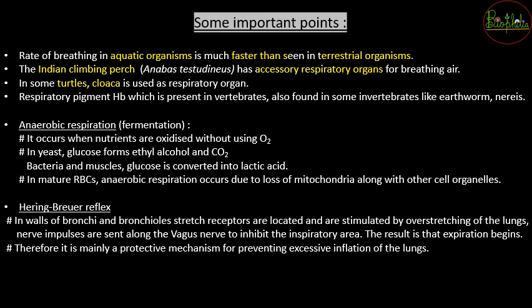Fourth point is the respiratory pigment, that is hemoglobin. Now this hemoglobin is going to be present in the vertebrates. In all vertebrates hemoglobin is present, but in some invertebrates also, like earthworm and Nereis, you can find hemoglobin as respiratory pigment. Now it depends whether the hemoglobin is present in the RBCs or it is present directly in the plasma, right? That depends on the organism.